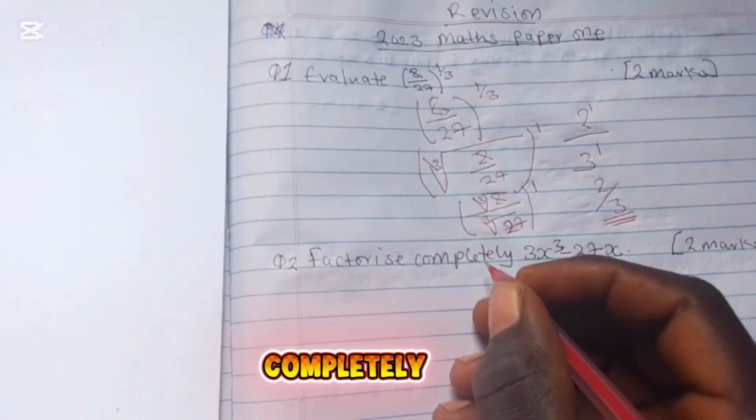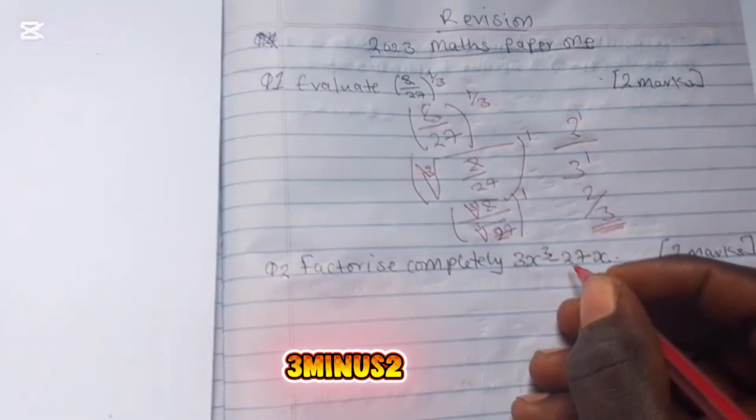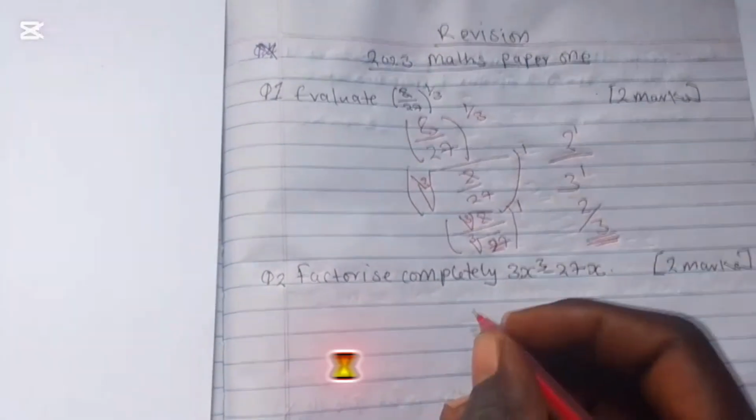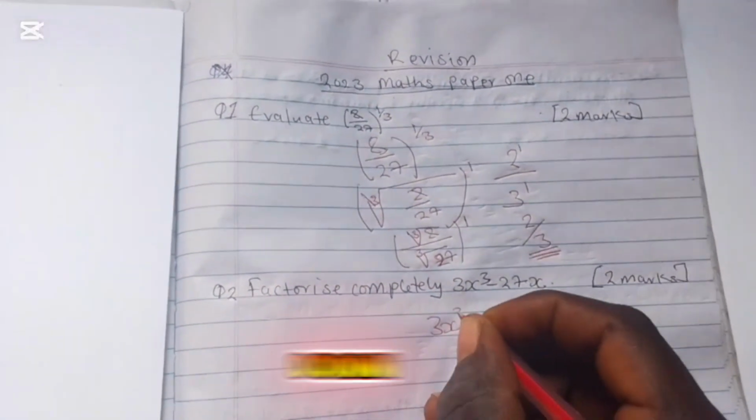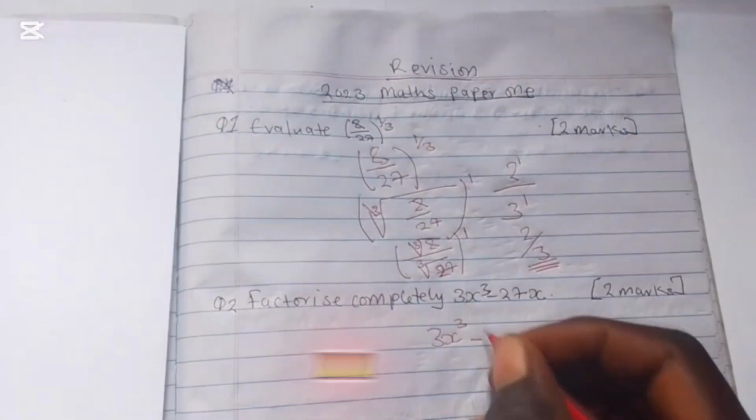Factorize completely 3x cubed minus 27x. So this question carries 2 marks. Let's first of all write it down here: 3x cubed minus 27x.